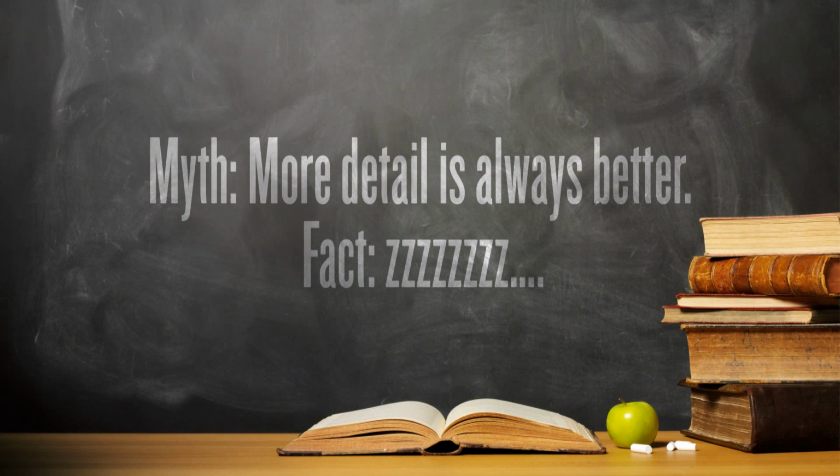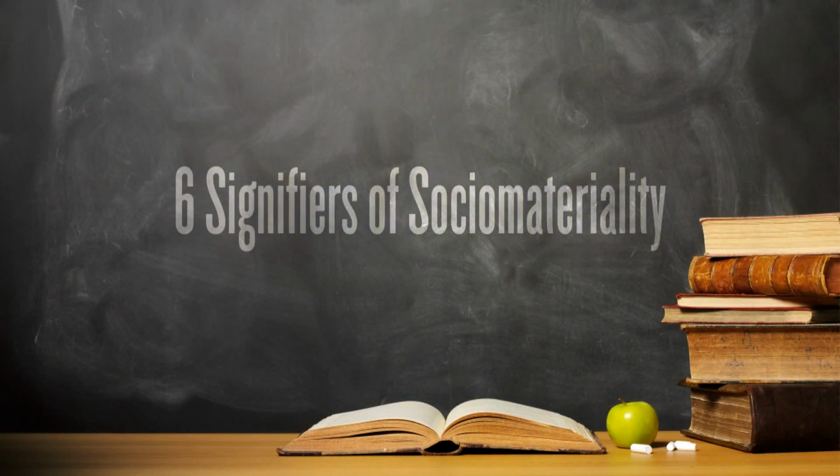If the issue you're addressing is widely misunderstood, you might try a myths and facts structure. This tells people you're going to dispel ignorance and make them more enlightened than the average citizen by the time you're done. And yes, even numbered lists can have their place in communicating serious scholarship. Just don't make the list 31 things you should know about climate change or 6 signifiers of sociomateriality.